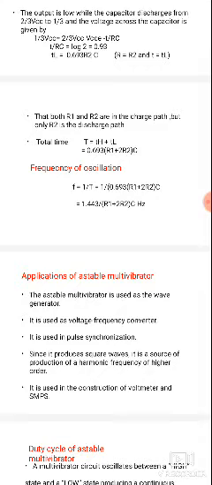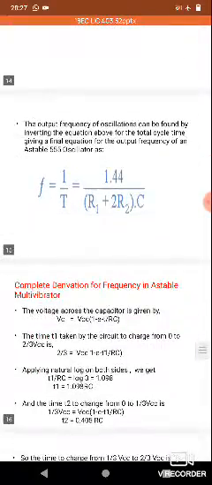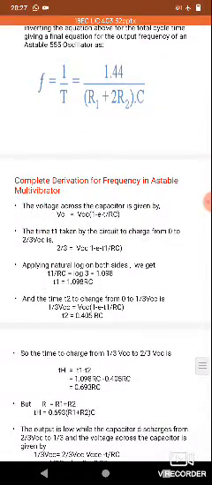Next, frequency of oscillations F equals 1 by T, that is nothing but 1 by 0.693 into R1 plus 2R2 into C, that is nothing but 1.443 by R1 plus 2R2 into C. So both are the same. This is only the optional complete derivation.